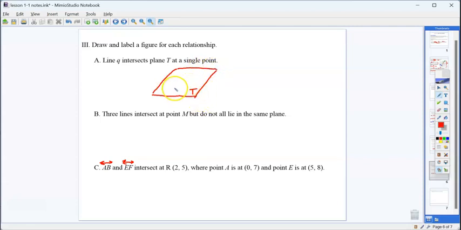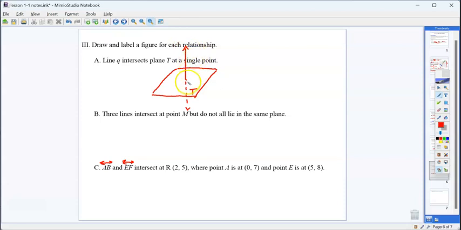Now if I just draw this line Q to where it falls directly on plane T, then I'm going to have an infinite number of points that intersect plane T. But to show it where it just intersects at one point, this is where you're going to draw this up and down line, so it'll look like this. So the point that you can't see, that's where you're going to make the dotted line.